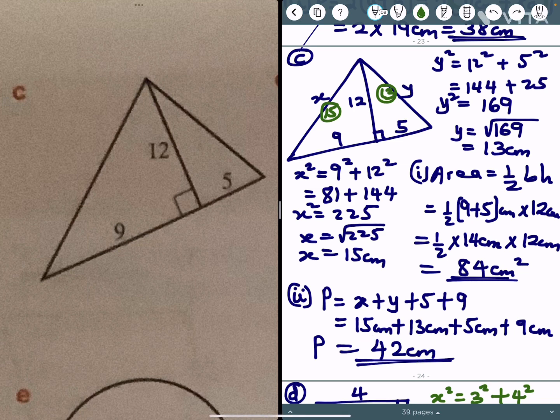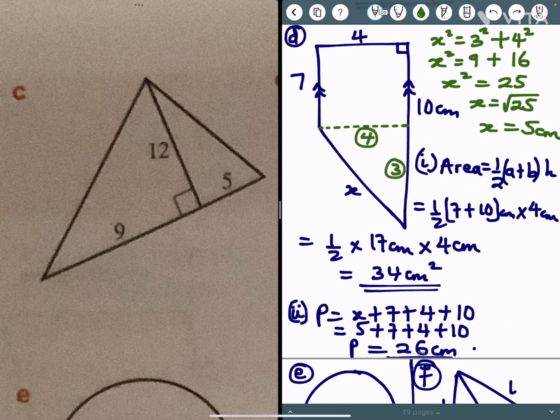But for area, the area of the triangle is half base times height. My base is 14, 9 plus 5. So the area of the triangle will be half times 14 times what? 12. The perpendicular height is here, 12 centimeters. This is the perpendicular height of the triangle. So that gives me 84 centimeters squared as my area.